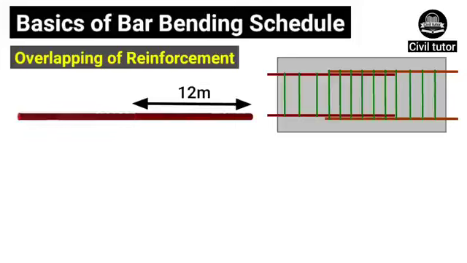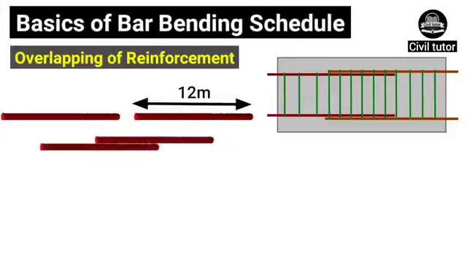If we add the straight bars directly from end to end, then there may be chances of slippage of steel, which is prevented by overlapping the bars.